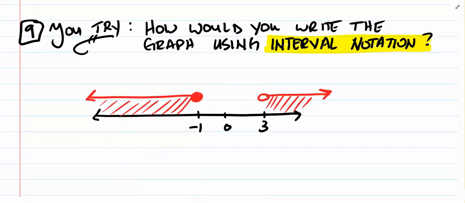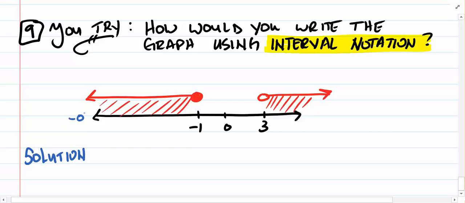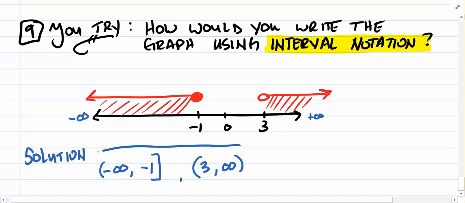Box number 9, the last box is another you try. How would you write this graph using interval notation? Go ahead and try. Hopefully you got the right answer, but if not, here's how you do it. Remember, this is negative infinity to the left, and this is positive infinity to the right. So I would say from negative infinity, comma, all the way up to negative 1, and I would use a bracket because the negative 1 is part of the solution set. Then I would go from 3, but I would use a parenthesis because it's not part of the solution set, comma, infinity. So this would be your solution.